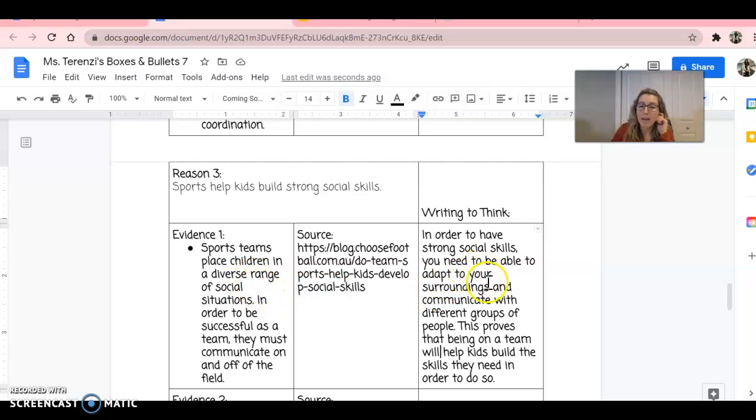So I'm relating that back to the surroundings. And you need to be able to communicate with different groups of people. I talked about how they have to communicate on and off the field, but I didn't necessarily say that exact same thing. This proves that being on a team will help kids build the skills they need in order to do so. All right, so I've proved that this piece of evidence relates back to my reason.